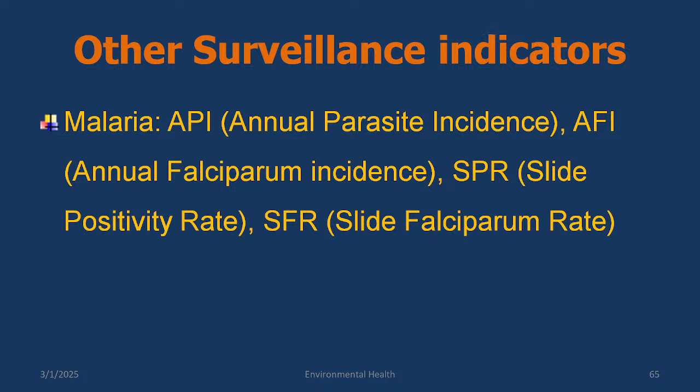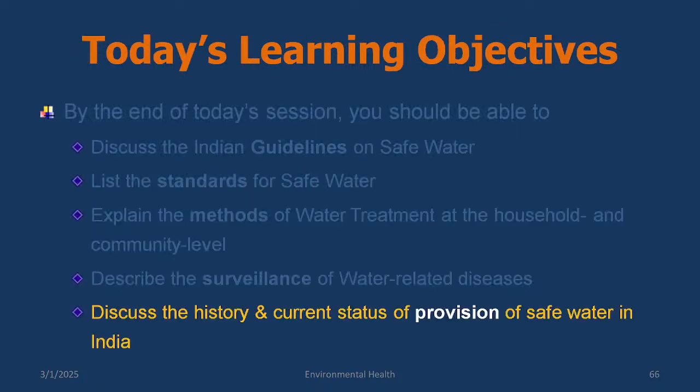Just one example of another surveillance indicator, for malaria. There is something called API, AFI, SPR, and SFR. There will be similar examples across many other diseases. For UG level, I did not want to go into details. When you are taught epidemiology and control of every disease, each will have its own surveillance methods and surveillance indicators.